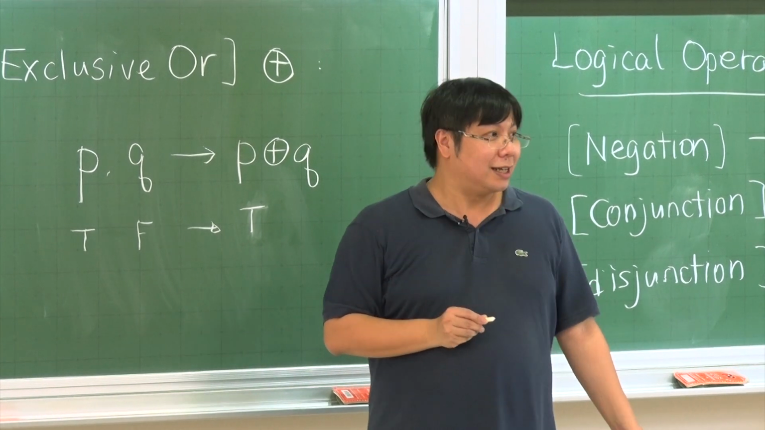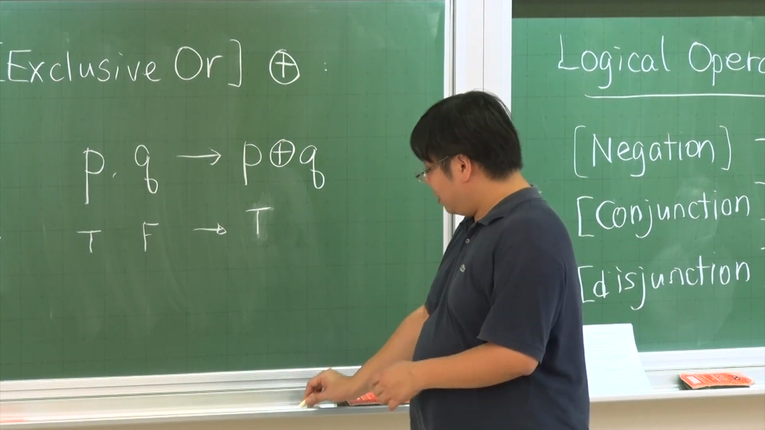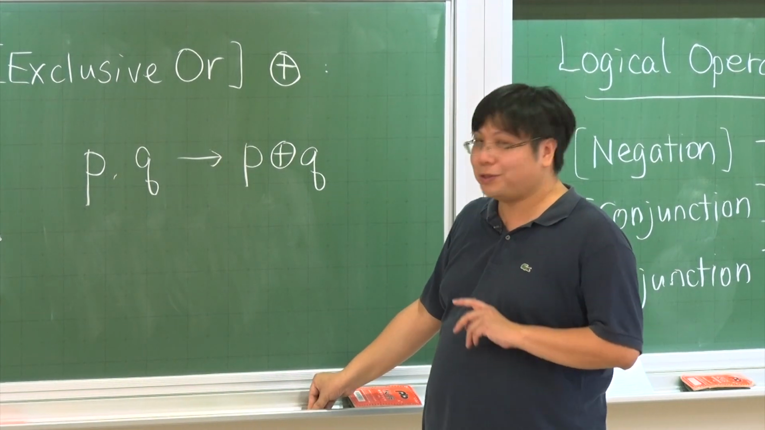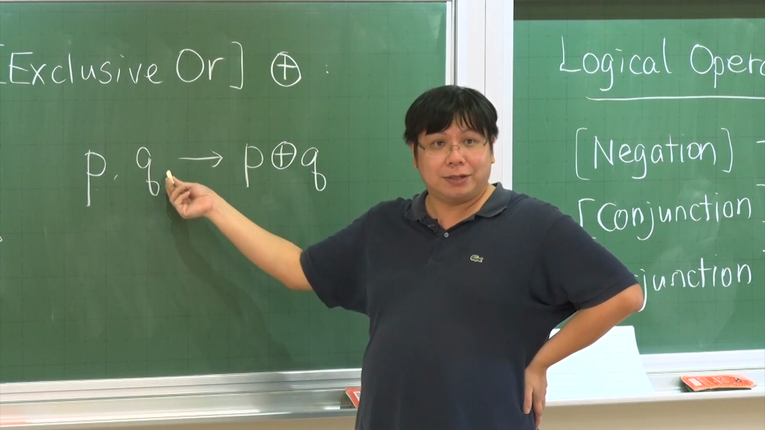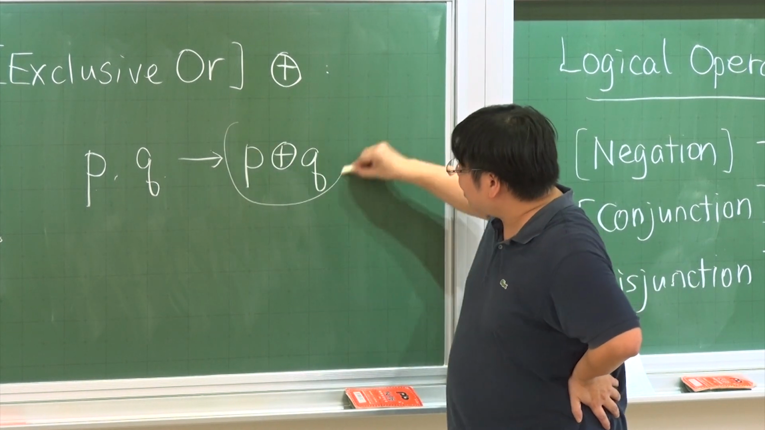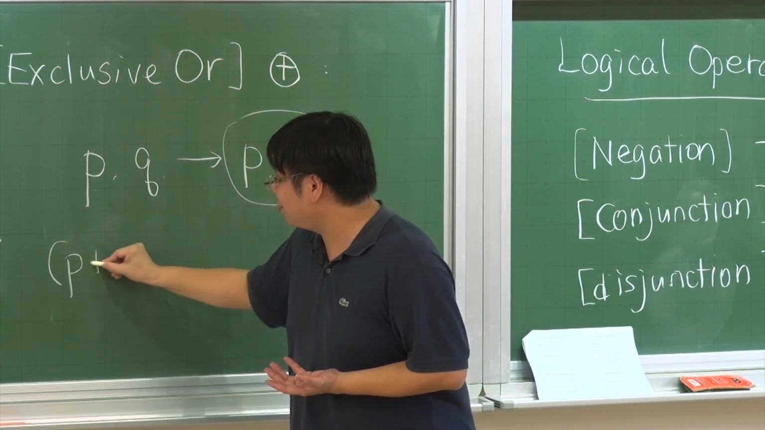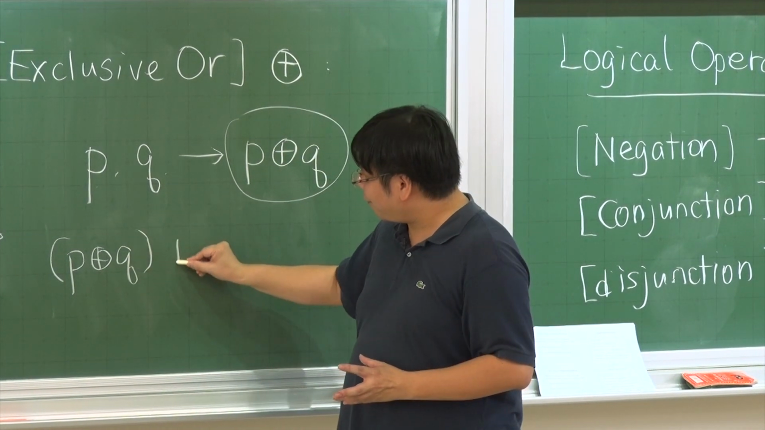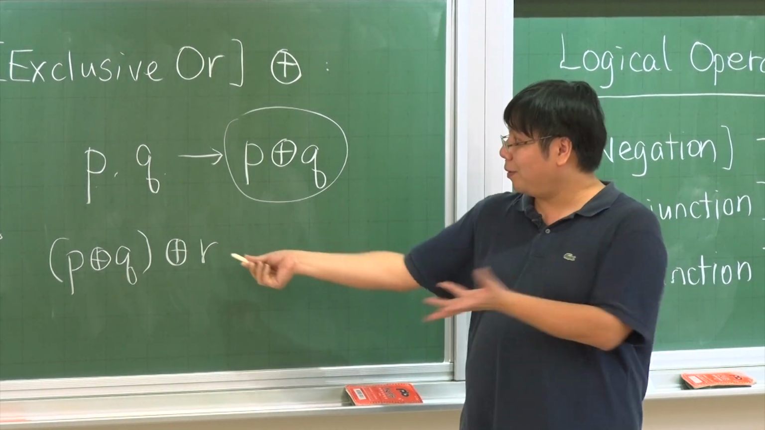Okay. Now, the hints. Two things that I want you to try to think about. One is, P is a proposition, Q is a proposition. We make a new one, P exclusive or Q. So this becomes a new proposition, right? We can also now talk about something like P exclusive or Q, which is a proposition, and then I have another one, exclusive or R. Then you can talk about what it is.